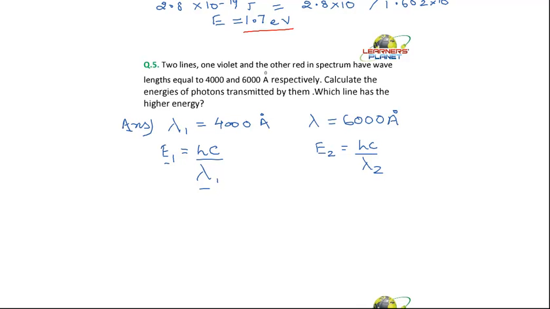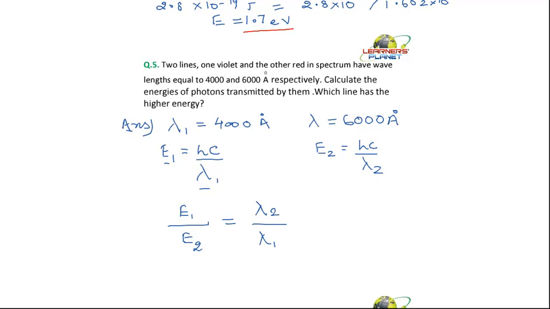So whose energy would be more? Can I write it like this? E1 by E2 is equal to lambda 2 by lambda 1. Right? Now whose wavelength is more? The wavelength of the second wave is more. So whose energy would be less? It is inversely proportional, right?